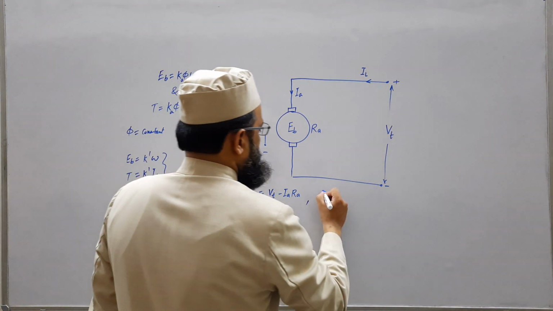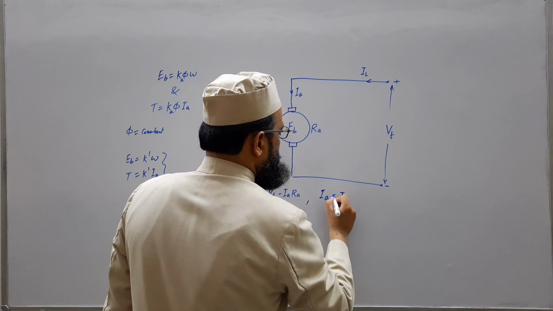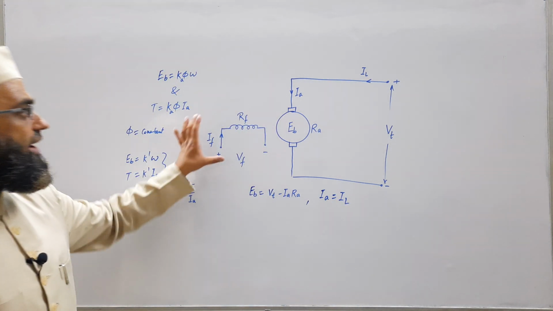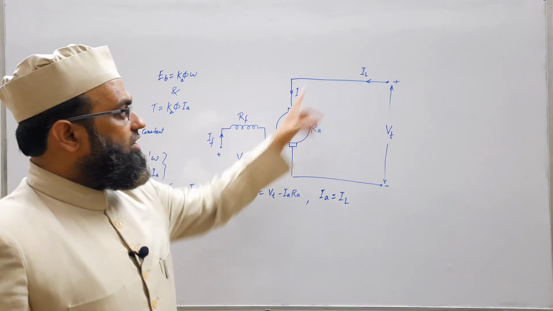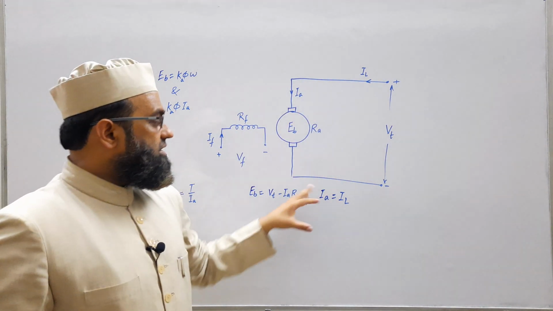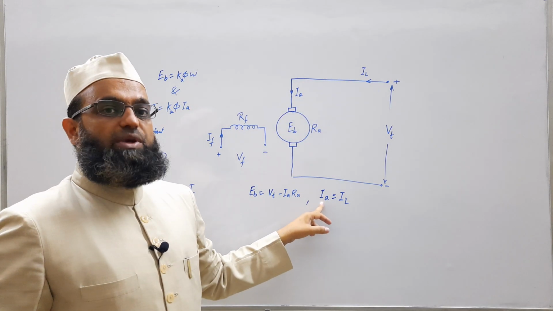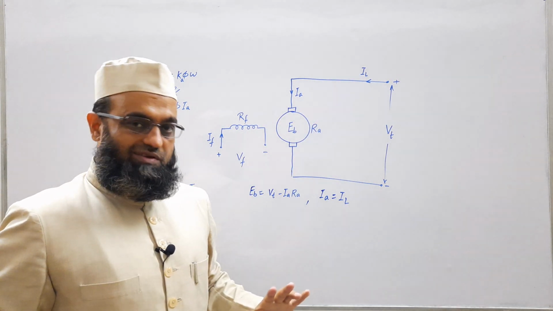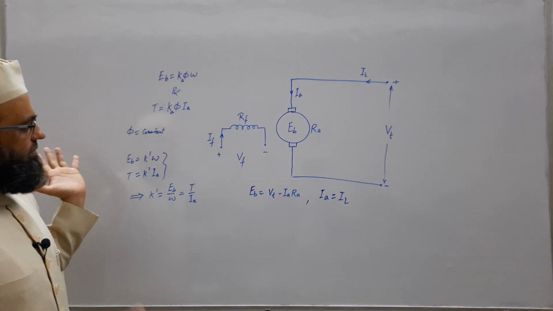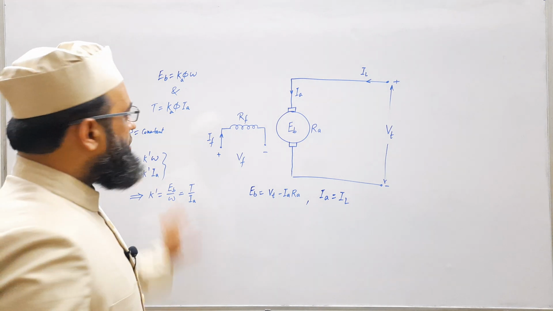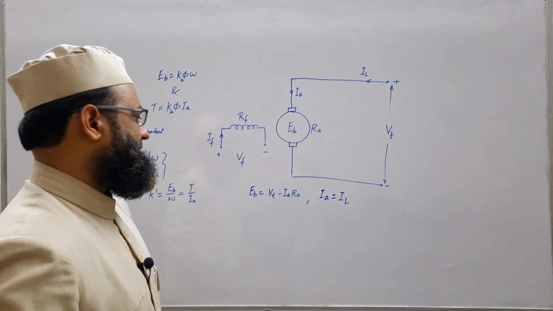And here Ia is equal to IL, unlike DC shunt motor where the field winding was connected in parallel with the armature winding. That's why we used to apply KCL there, but this is the difference between the equations of armature current between these two. Just take care of these small things, otherwise the same techniques can be applied to solve the problems on separately excited DC motor, we will see.